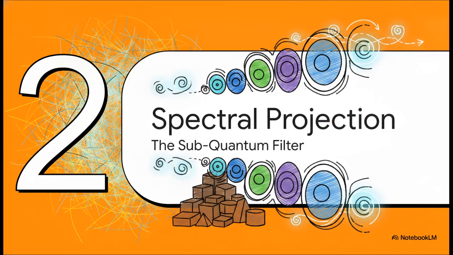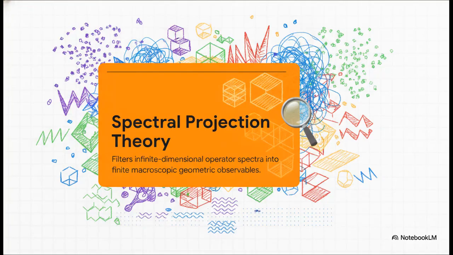Moving to section 2, spectral projection, also known as the subquantum filter. Okay, so spectral projection theory is basically our functional analytic bedrock. The mathematical goal of this tier is absolutely crucial. It takes these raw, infinite-dimensional operator spectra and coarse grains those totally wild data streams into finite, usable, structured representations. You can think of it sort of like downsampling a massive, uncompressed audio file into a sleek MP3 just so you can actually play it. Without this mathematical sieve, we would literally be overwhelmed by an infinite sea of data.